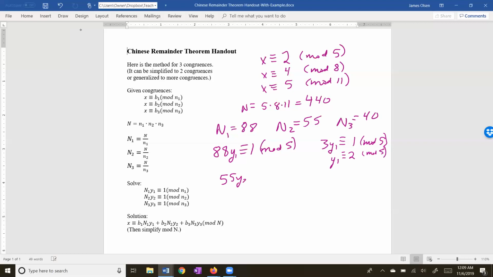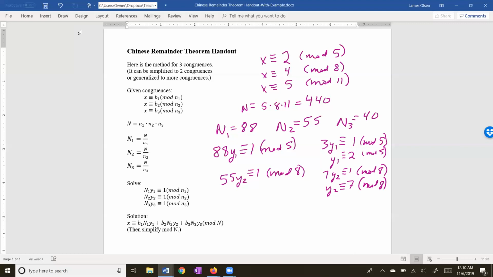So y1 is 2. My second little problem to solve here is n2 y2, 55 y2 is congruent to 1 mod little n2, which is 8. First thing I need to do is get 55 simplified. Well, the largest multiple of 8 less than 55, I believe, is 48. 55 minus 48 is 7. So we have 7y2 congruent to 1 mod 8. And then if I consider my possibilities here, I want to get something 1 larger than a multiple of 8. I believe that's going to be 7. y2 is congruent to 7 mod 8, because 7 times 7 is 49, which is 1 bigger than 48.